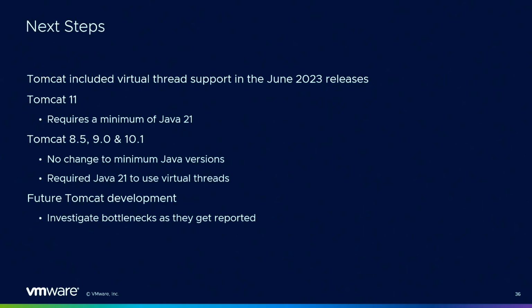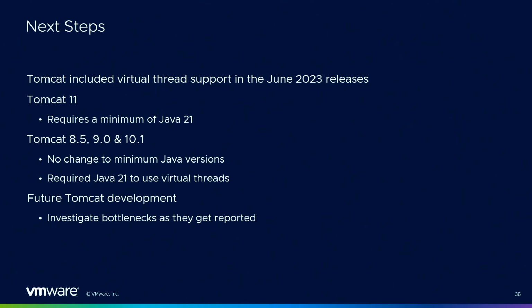So where do we go from here? Well, Tomcat now has virtual thread support. It's as simple as use virtual threads equals true on any connector. It's available in all of the current Tomcat versions. Obviously, for Tomcat 11, you're going to need to use Java 21 because it has a minimum of Java 21. For the others, if you want to use virtual threads, yes, you've got to use Java 21, but their minimum versions stay the same.